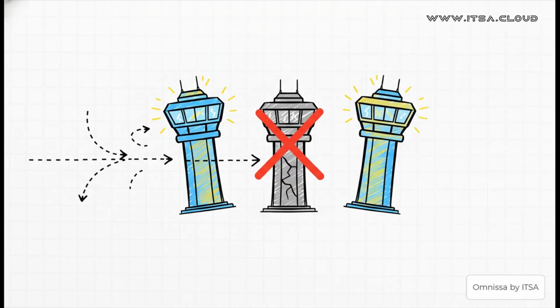But what happens if the main controller has a problem? You can't just shut down the whole airport. No way. That's why you'll often see multiple connection servers grouped together in what are called pods. This creates what's known as high availability, and it basically ensures that if one server goes down, another one is ready to take over instantly. It's the ultimate backup plan.